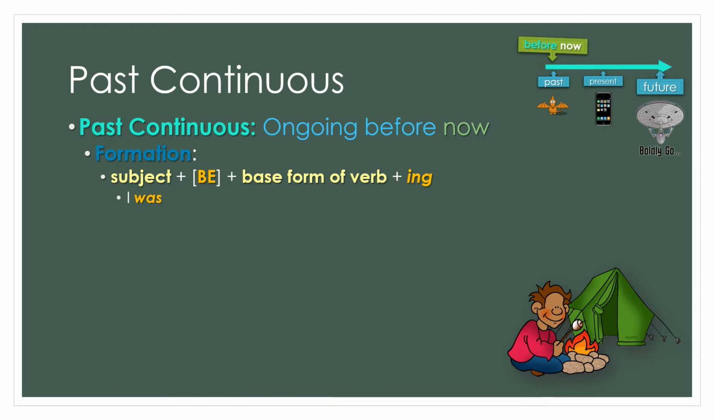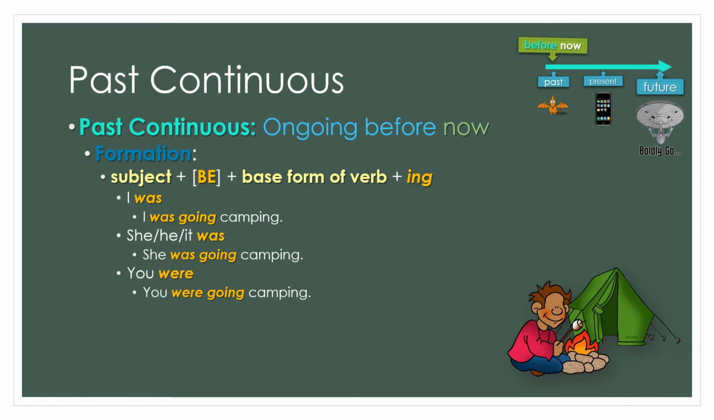For example, the I was can be used. I was going camping. She was going camping. You were going camping. We were going camping. They were going camping.